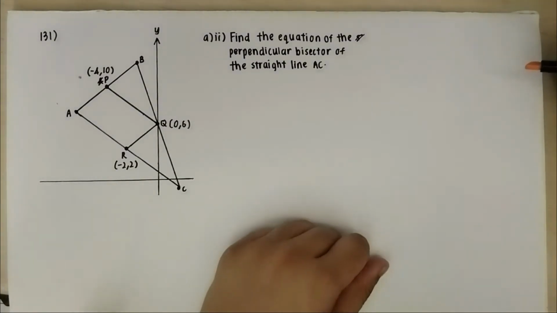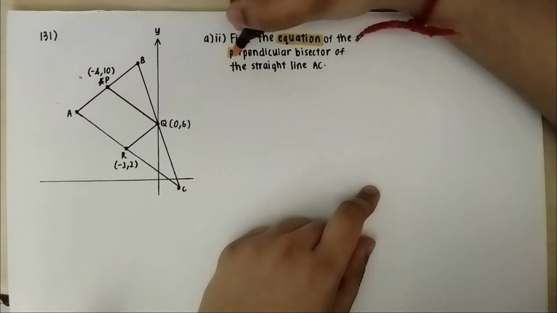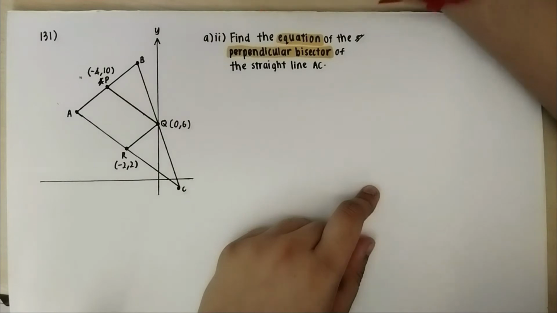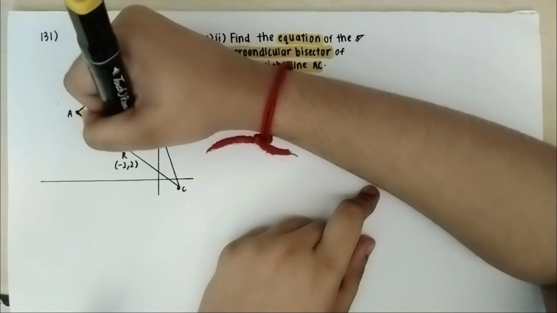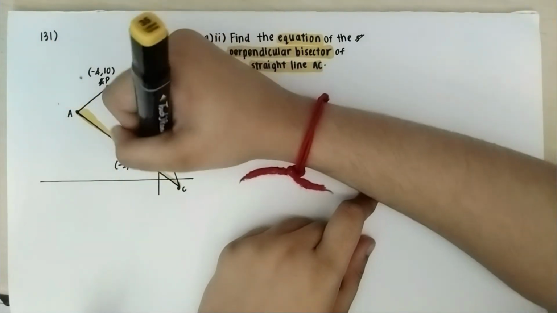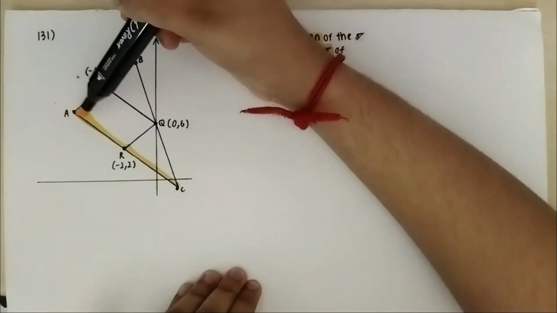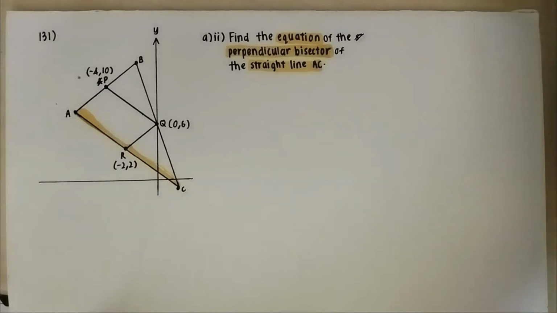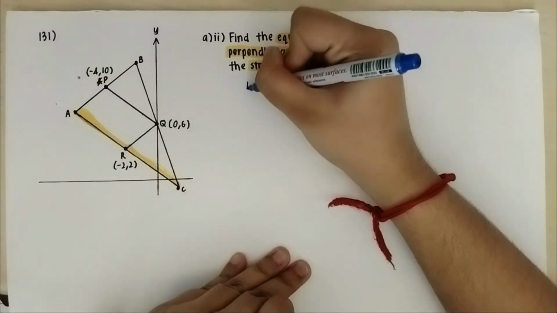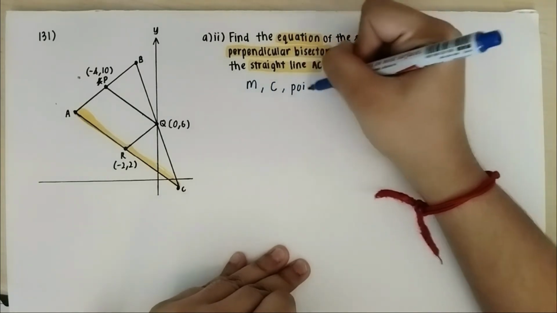So, the question asks us to find the equation of the perpendicular bisector of the straight line AC, which means they ask us to find the equation of the straight line which bisects this straight line AC. So, to find the equation of a straight line, the basic thing we need is the gradient, the y-intercept, and also we need one point.